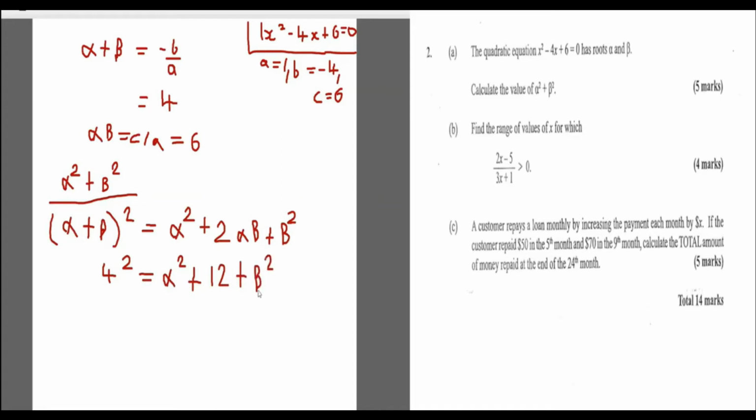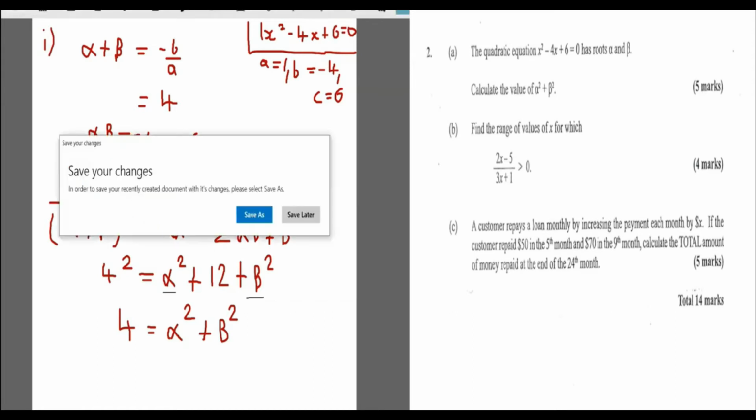So alpha squared plus beta squared, we can find that now. Look at this, alpha squared plus beta squared. If we bring over the 12, 4 squared is 16, and 16 minus the 12 is 4. And so 4 is equal to alpha squared plus beta squared. And that's the answer. This gets rid of part 1. Nice and easy, no real issues.